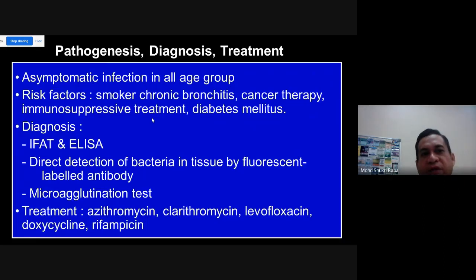Okay, asymptomatic infection in all of the group. Okay, risk factors: smokers, chronic bronchitis, cancer therapy, immunosuppressive treatment, diabetes mellitus. So, those yang di kalangan golongan mereka ini, smokers, orang yang mengidap kanser yang sudah melalui terapi, orang yang menggunakan immunosuppressive treatment, pesakit diabetik, semuanya adalah risk factor terhadap penyakit legionellosis. Alright. Okay, diagnosis, you can use IFAC and ELISA, direct detection of bacteria in tissue by fluorescent labeled antibody, and also microagglutination test. And this one is a good treatment. Alright.